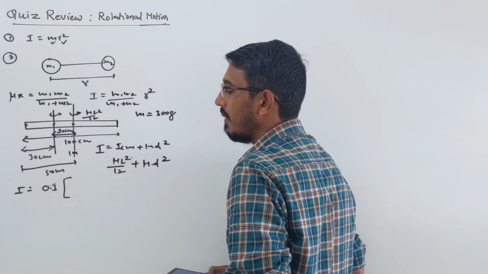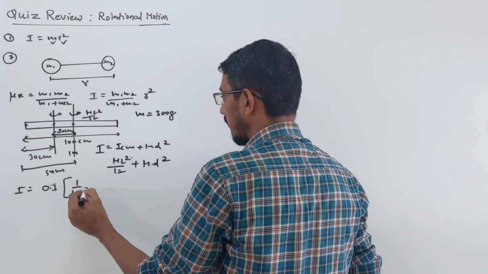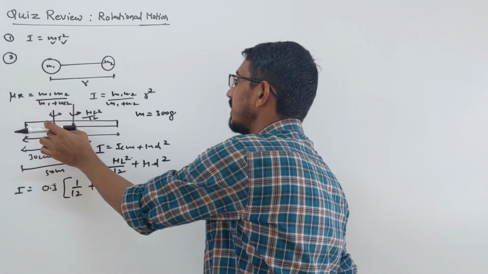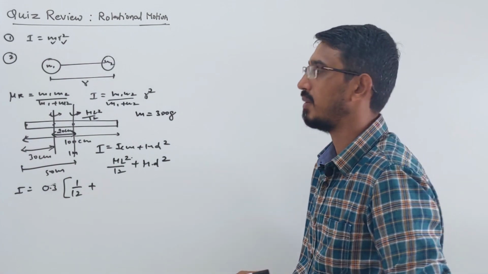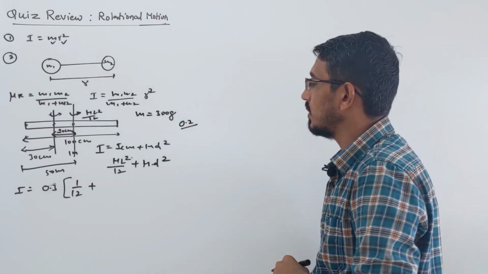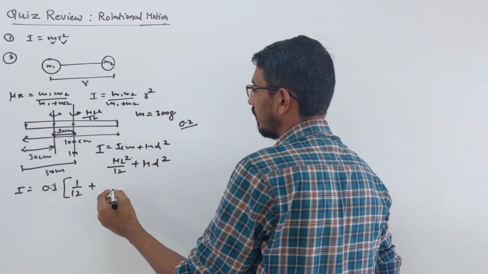1 meter, right? 1 meter square means 1 only by what? 12 plus this m I took outside. D, distance is what? 20 centimeter. 20 centimeter is 0.2 meter, correct? Yes, 0.2 into 0.2 you have to do.